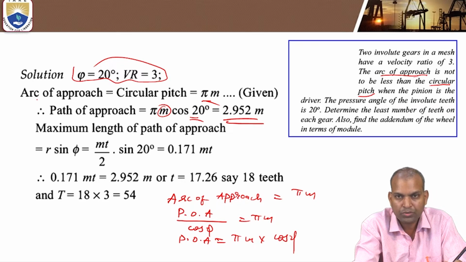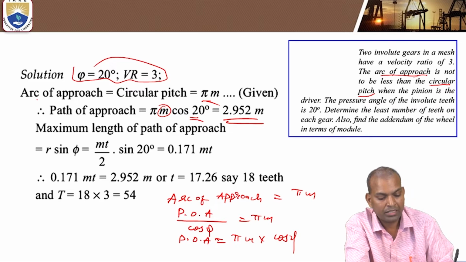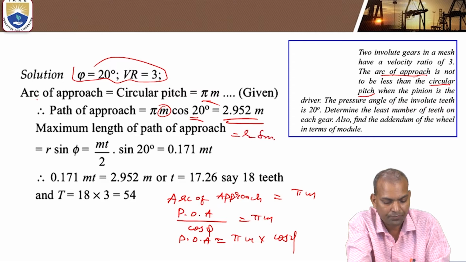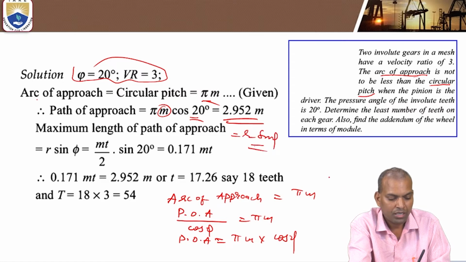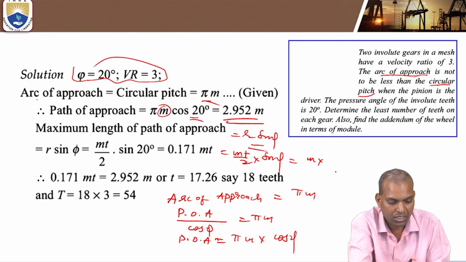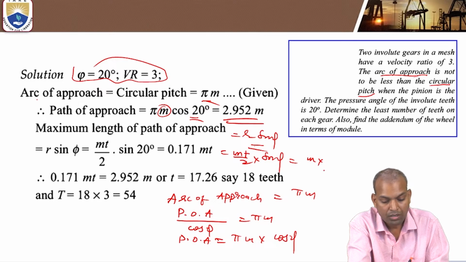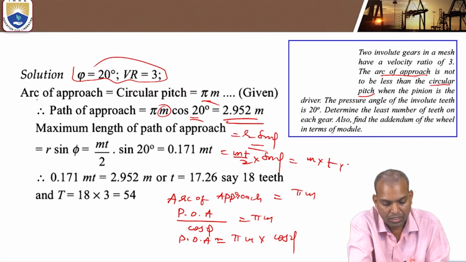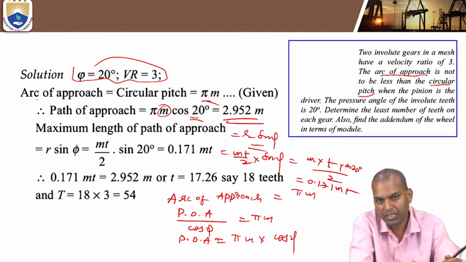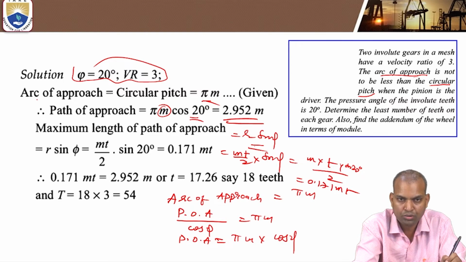Now, what is the maximum length of path of approach? The formula for this is r sin phi, that is small r sin phi. Now, what is the small r equal to? m into small t by 2, sin phi. What is the m here? We don't know the unknown m. What is the t? We don't know the t. Sin phi I know. What is the phi? 20 degrees by 2. So, this is 0.171 small mt, because number of teeth in pinion unknown and the module values also unknown.